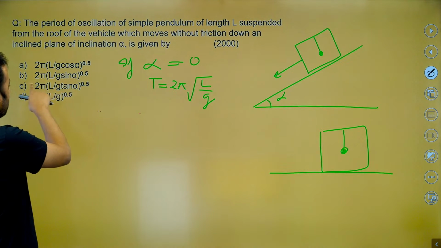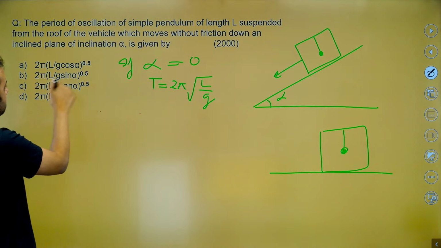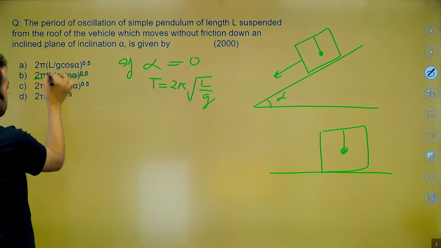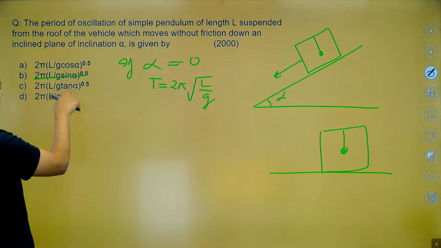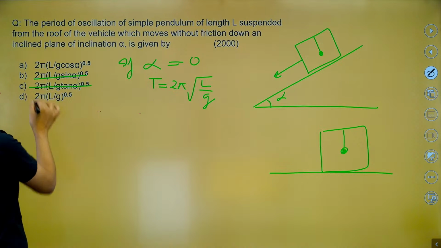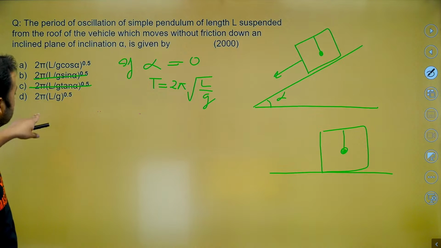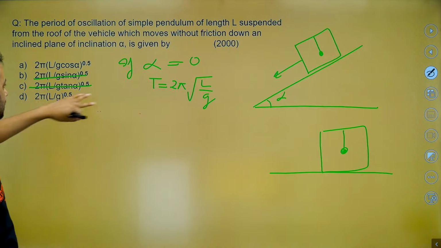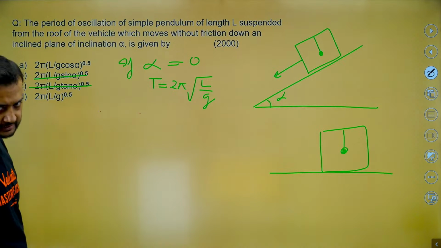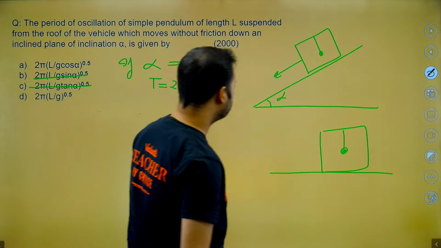Put alpha 0 here. Option B is becoming infinite. So this is definitely wrong. Put alpha 0 here. Option C is also becoming infinite. So again this is wrong. And option D is saying 2 pi L by G. That means it is just equal to this now. So as of now we will not reject D.